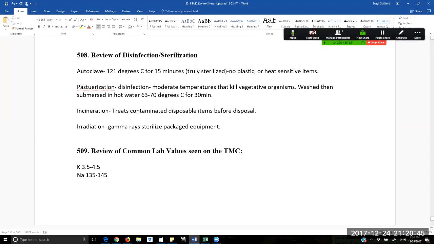Incineration. Several students have had that on their test. Why do you do incineration? To treat contaminated disposable items before disposal. Irradiation is gamma rays, used to sterilize packaged equipment.